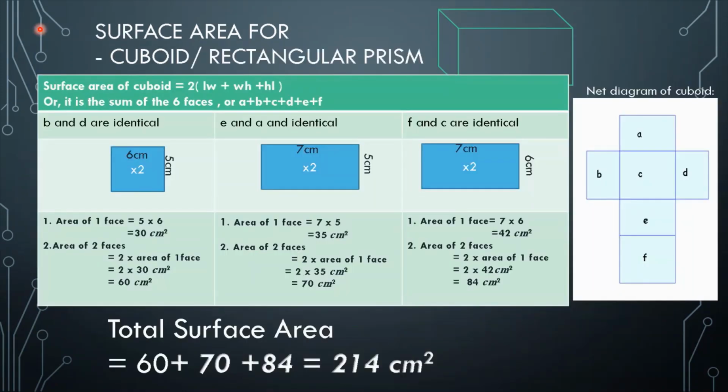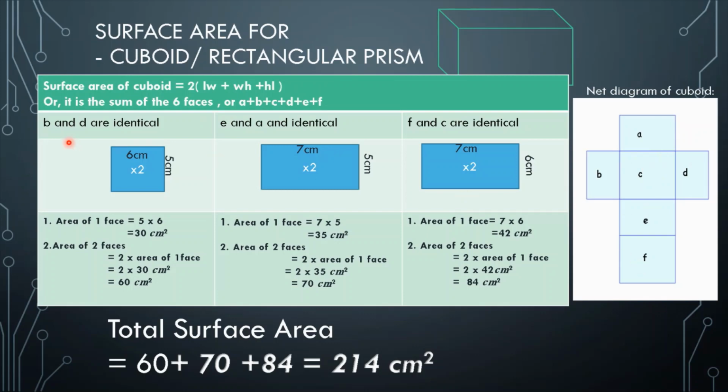Surface area of a cuboid or rectangular prism. This is the table strategy. I'm also including the formula right here. So the formula is 2 times (L times W plus W times height plus height times length), or the sum of all the 6 faces, which is A's area plus B's area plus C's, D's, E's, and F's.